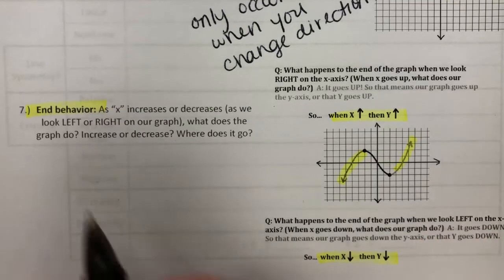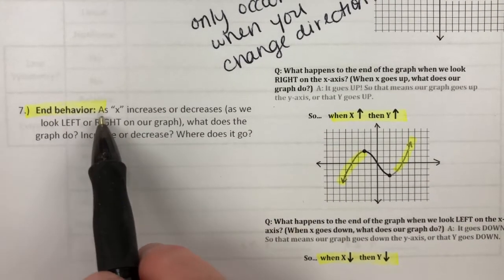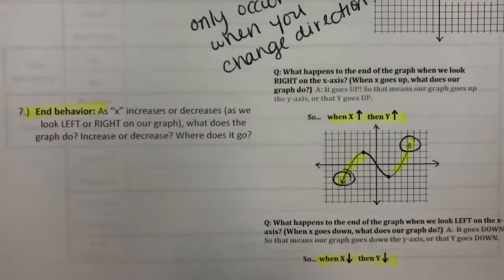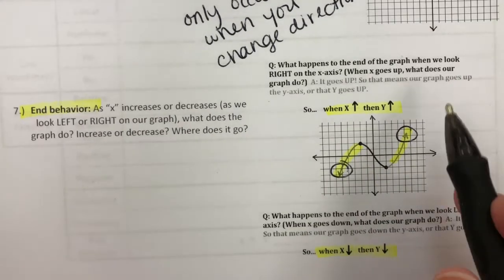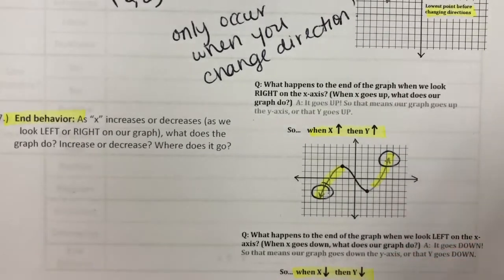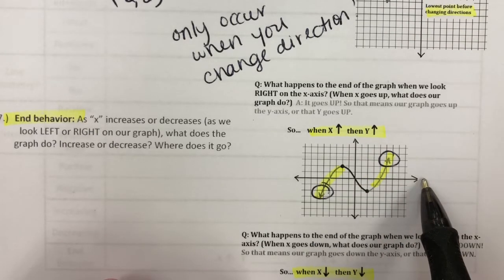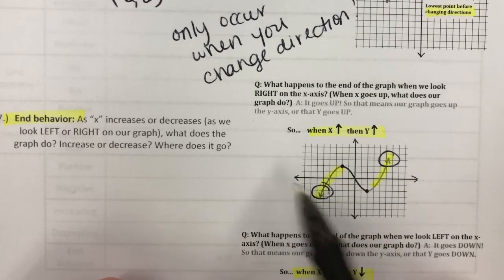Okay, number 7, this is the last one. The last thing we can kind of interpret when we're looking at a graph is the end behavior. So it's these 2 ends where we usually see arrows, right? What happens on the ends of our graph? We don't keep seeing graphs, so what do we assume happens based on what we're looking at? So we just want to know what happens to y when x goes up to the right and what happens to y when x goes down to the left.